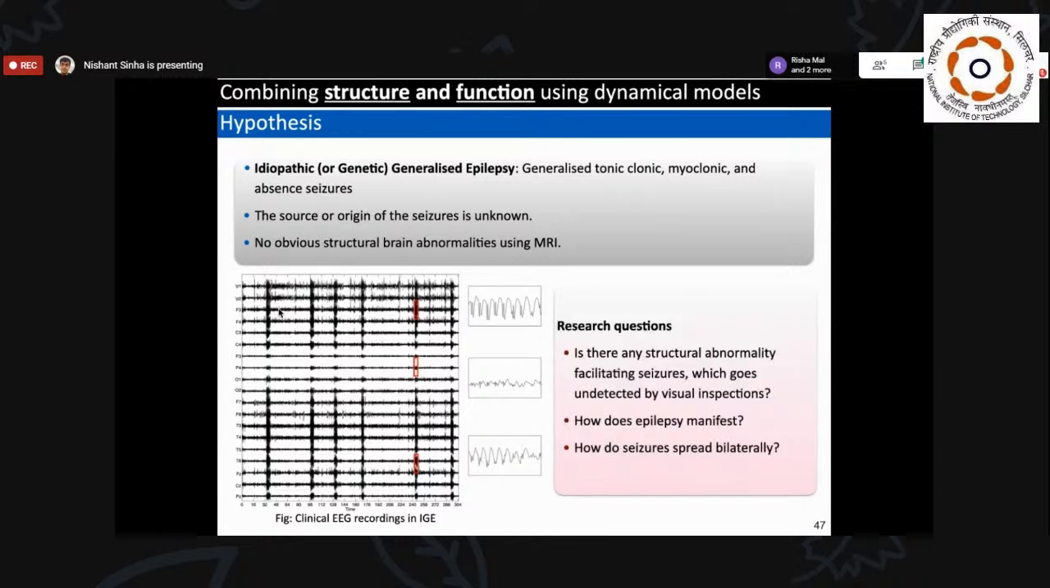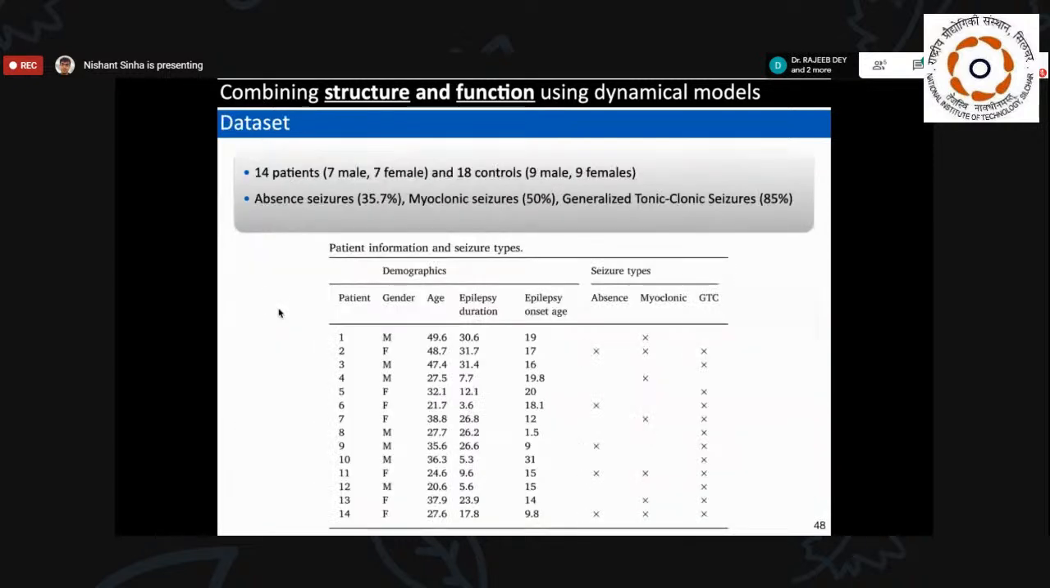The main research question here is that, are there any structural abnormalities in the brain, and it is going unnoticed by simple visual inspection? The other questions are that, how does the epilepsy manifest, like the epileptogenesis mechanism? And why do the seizures spread so quickly in both hemispheres bilaterally? So the data set that we had here is for 14 patients and 18 controls. And these patients had a mix of different types of seizures.